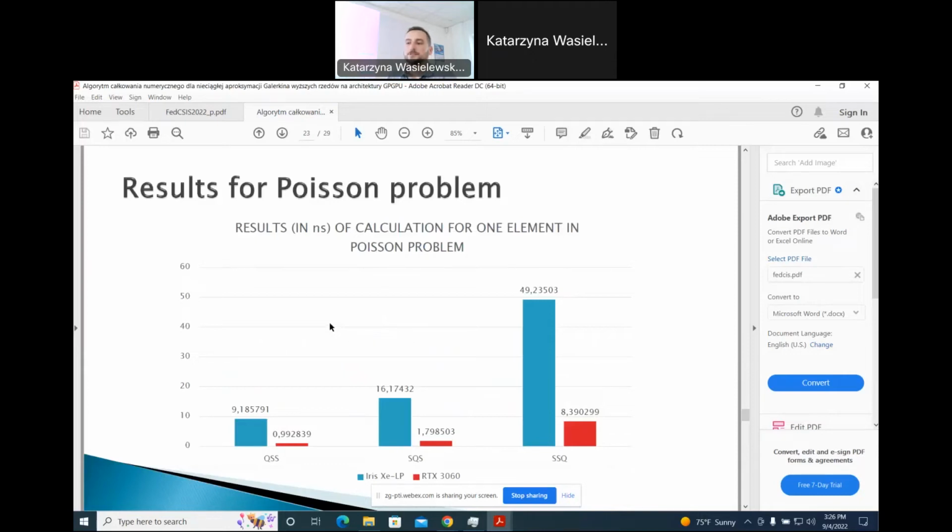The best results obtained are shown in the graph. We can see that QSS and SQS are the fastest. When we use SSQ, it takes a lot of time. And we can see that Iris LP is around 8 times slower than RTX.